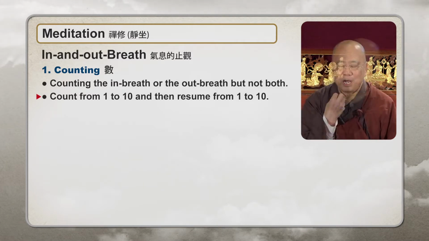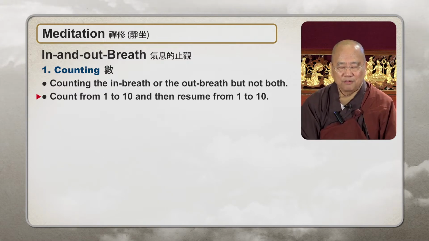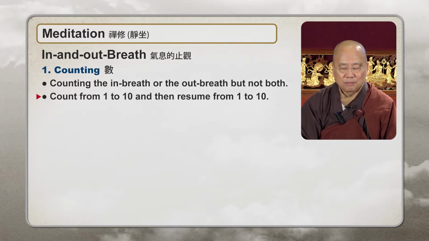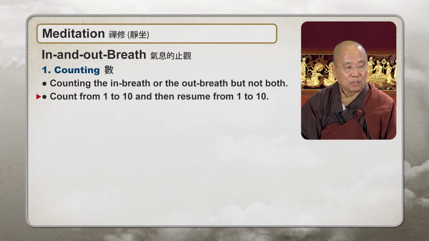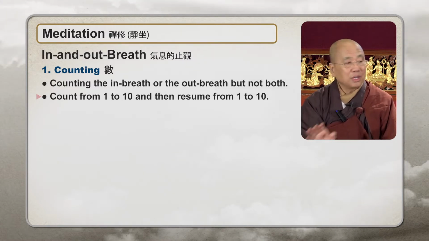Habitually I'm used to counting the in-breath. I'm breathing in, then I count 1. Breathing out, I don't count. I'm breathing in again, I count 2. Breathing out, I don't count. So I only count the in-breath. Why? There are reasons for it. You won't get confused. You won't get too abrupt. So you count the in-breath, or you can count the out-breath.